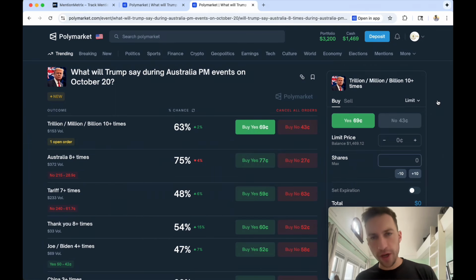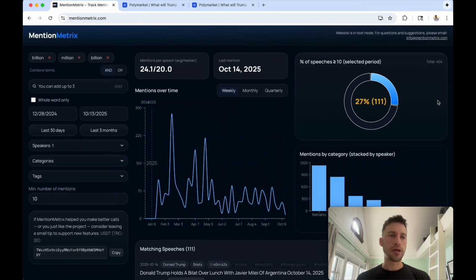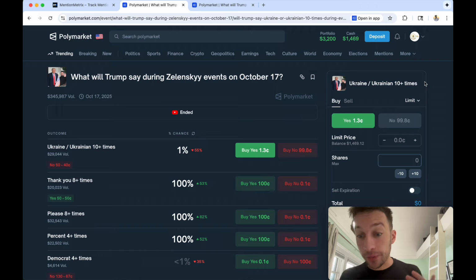It's 5-Minute Alpha. We are going to be talking about the tool Mention Metrics. This is a new tool that I think has come out within the last month. Very, very helpful if you trade mention markets on Kalshi or on Polymarket. I will be linking this below, but you can also obviously just search the URL that you see on my screen. Let's dive in. I really, really like this tool.